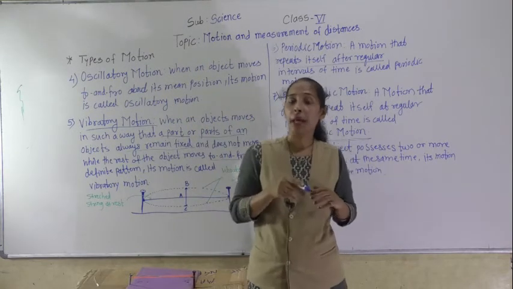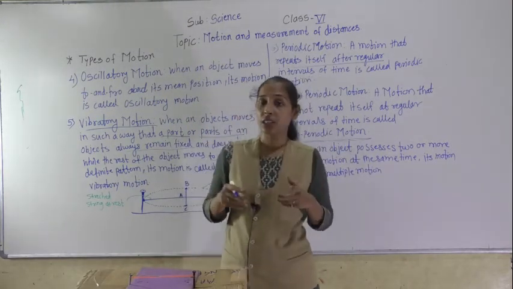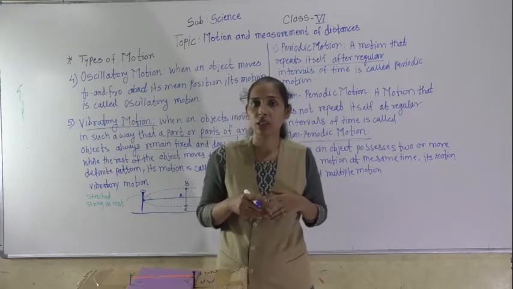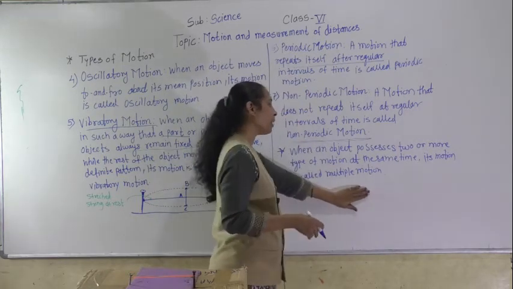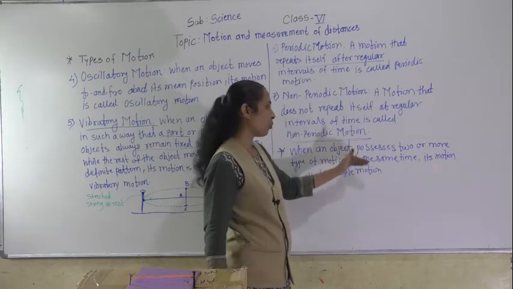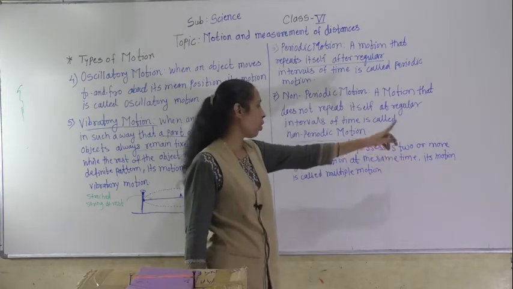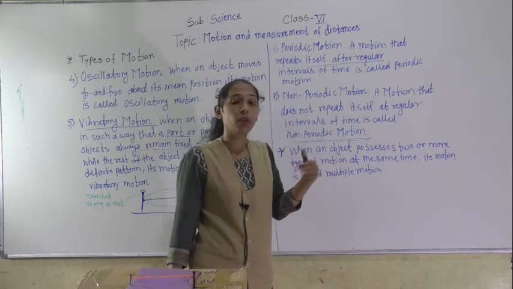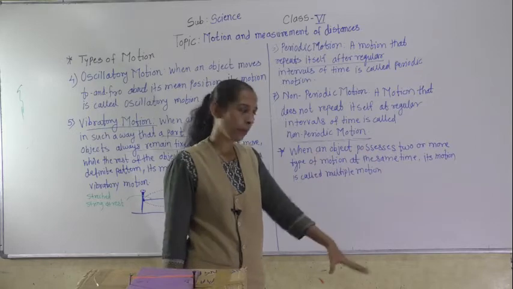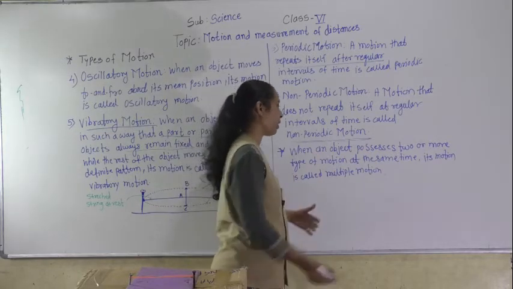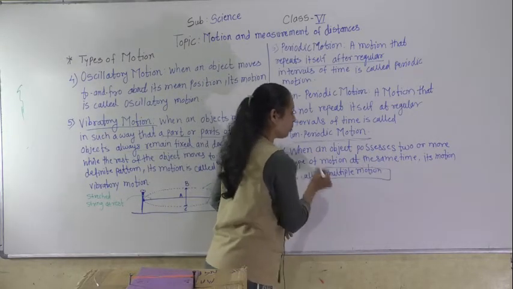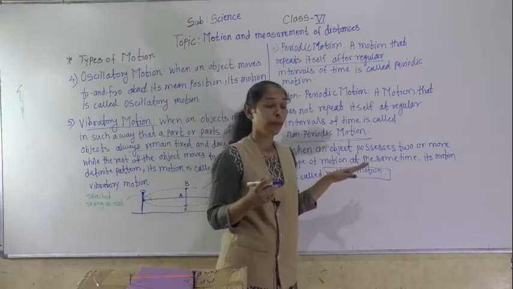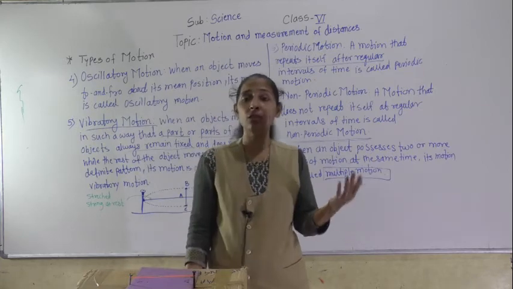But sometimes there are certain conditions in which more than one motion is present, and that is called multiple motion. When an object possesses two or more types of motion at the same time, that motion is called multiple motion. Multiple means many more.